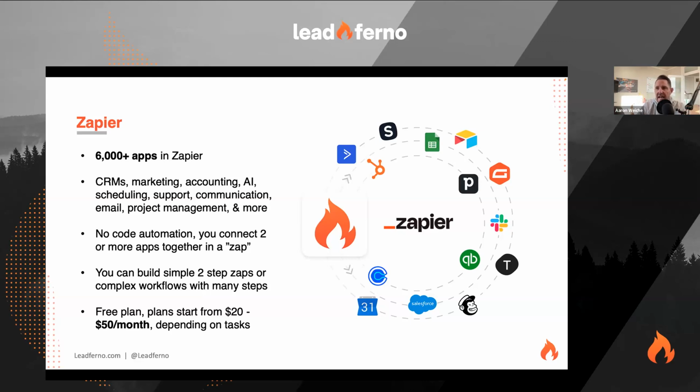So Zapier allows you to build these automations without a developer. You do have to kind of learn how to use Zapier. It has a little bit of a riding a bike to it. Hopefully, we're going to teach you some of those things today. But you're able to connect 2 or even more apps together in a Zap. So you can build a simple 2-step Zap that says, if a new lead happens in Leadferno, then add it to this row in a Google spreadsheet, this specific spreadsheet. You can build it that simple, or you can even build multiple steps where there's 3, 4, 5 different software tools that all get that update down the line in a chain.